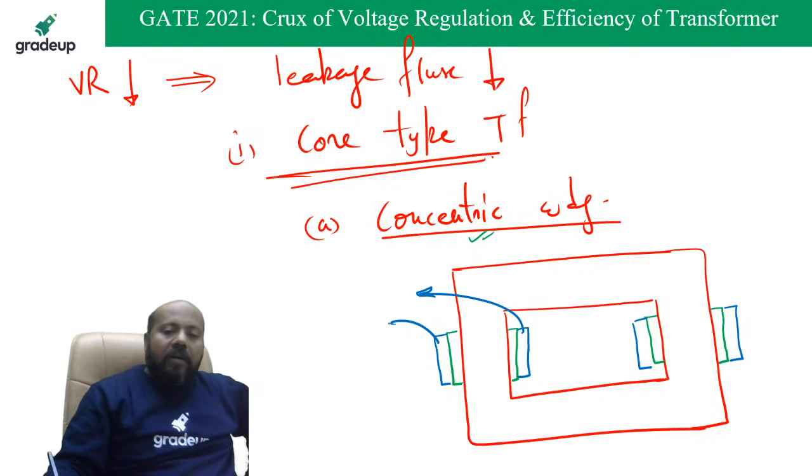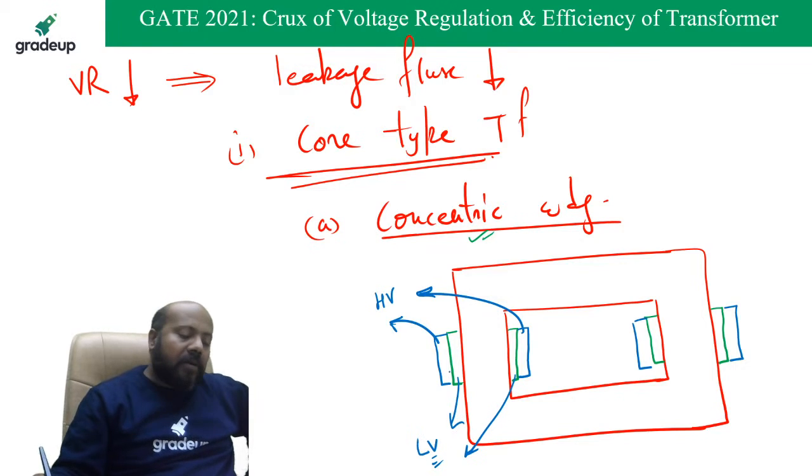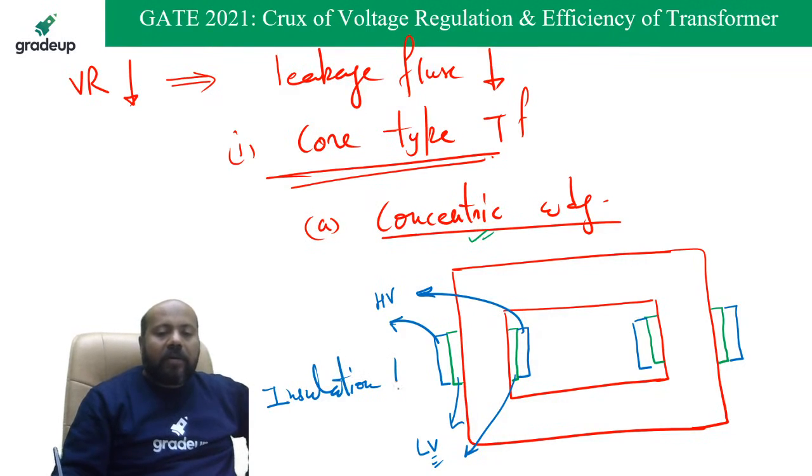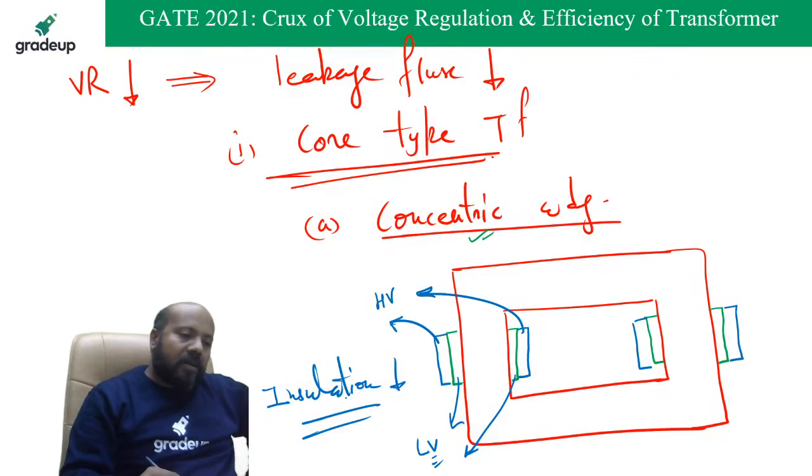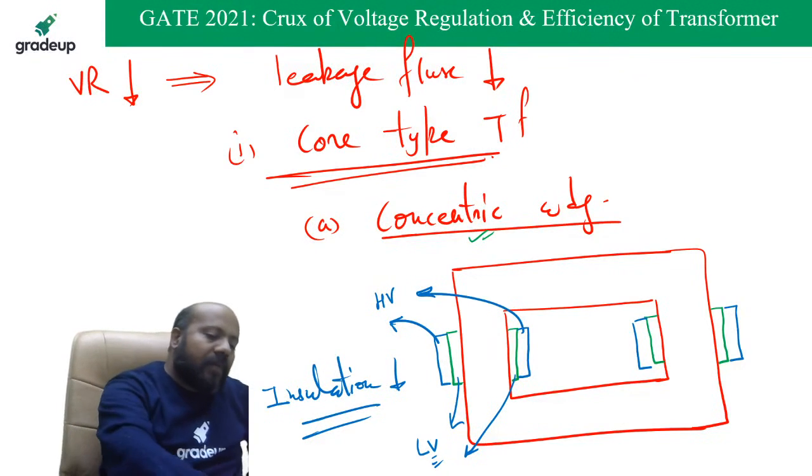Generally, high voltage winding we are going to keep at the outer layer, and low voltage winding we are going to keep near to the core, simply because of less insulation requirement. Insulation requirement is less. The only reason.